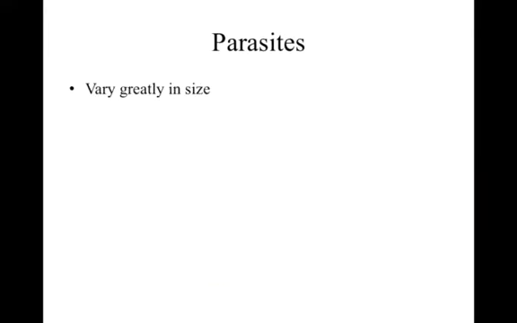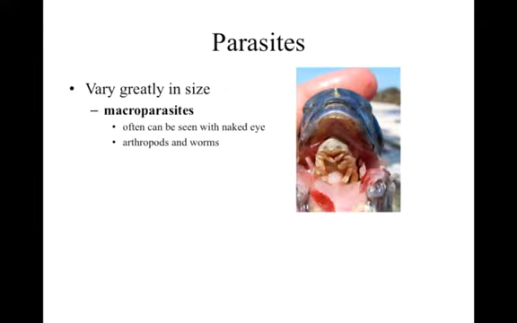All right, so sometimes we think of parasites, we think of things like malaria, we think of toxoplasma, and those are little. But in reality, parasites vary greatly in size. They're not just tiny things that we can't see. So we actually have what we call macroparasites, and these can be seen frequently with the naked eye. Macroparasites are arthropods, so things like insects, things with crunchy skeletons or exoskeletons, and worms, nematodes, things like that.